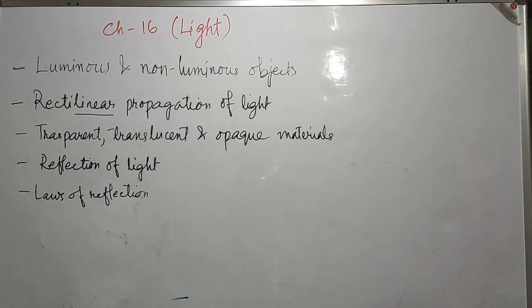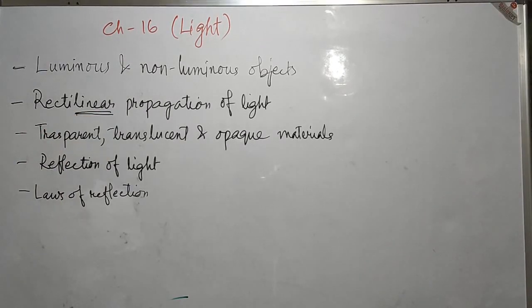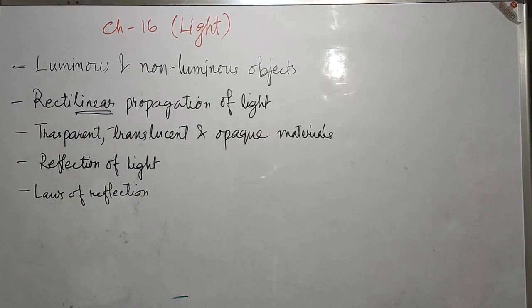The next one is rectilinear propagation of light. Here the word linear means a straight line. As we know that light always travels in a straight line, therefore the tendency of light to travel in a straight line is called rectilinear propagation of light.